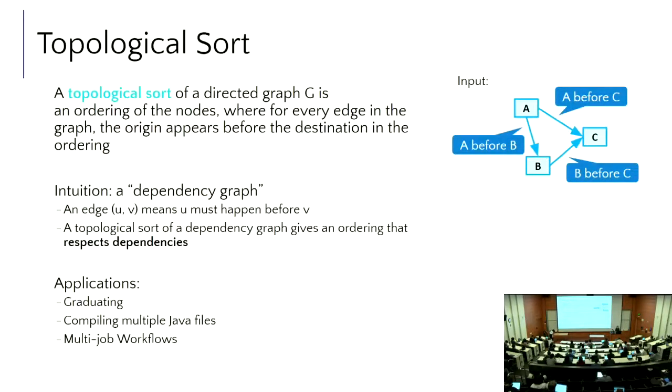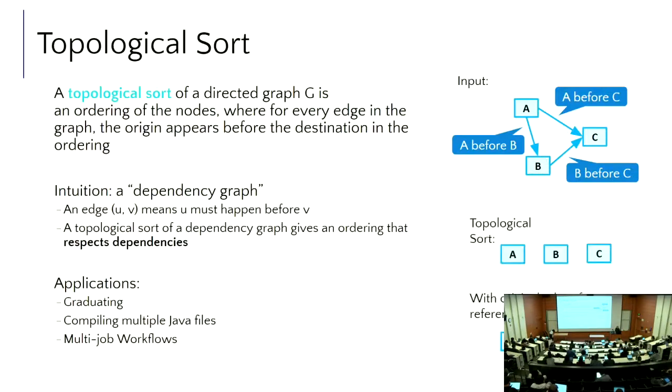Topological sort is a way to sort a graph in a particular order. It does require that you have a directed graph. So if you have an undirected graph, you might have to transform it into a directed graph. A lot of times we're trying to order things so that any destination node is ordered after an origin node. You can think of these as dependencies, or on the reverse side, prerequisites.